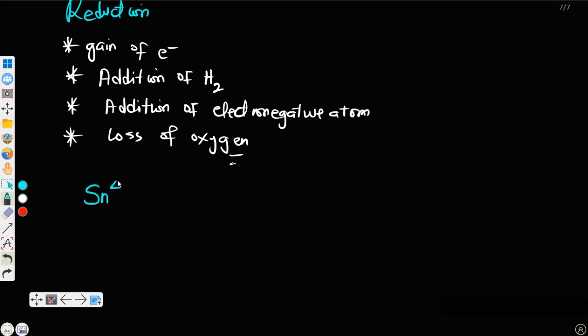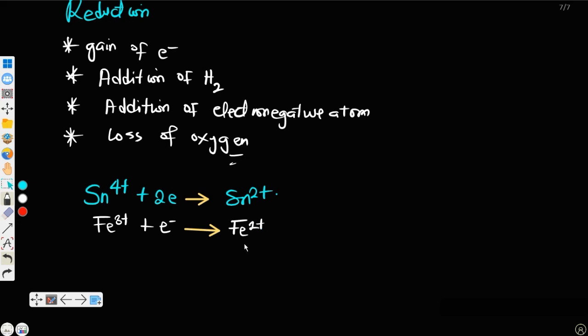For instance, when you have Sn4+ plus 2e- to give us Sn2+, this is called what? A reduction reaction. Why? Because the oxidation number changes from what we have here to this. Are you getting it? All right, so this is a reduction reaction. Now also we have Fe3+ plus e- to give us Fe2+. This is also a reduction reaction.